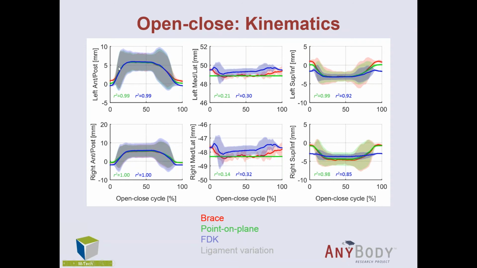So if we just take a look here, then it clearly shows that the variation from the ligament properties is smaller than the variation that we get over the 5 repetitions. So repeating the trial 5 times gives a bigger variation than the ligament properties can do.